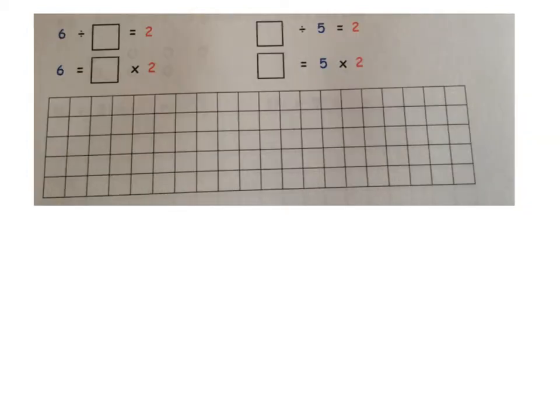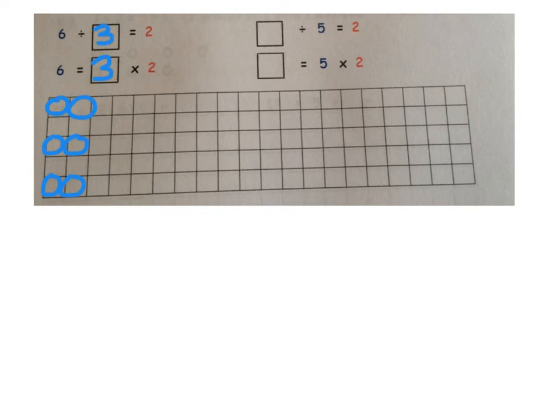Okay, again, this one where we don't know the size of the piles, but we know there are 2 piles. So 1, 2 piles. No, that doesn't look like 6. Let's add some more onto our piles. So 2 times 2 equals 4. No, still no good. Let's try 3 times 2 equals 6. Yep, 3 times 2 equals 6. So we know that 6 divided into piles of 3 equals 2 piles.